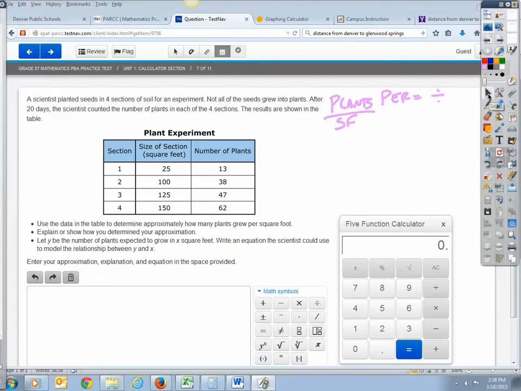So for section 1, we had 13 plants in 25 square feet. So that is 0.52 plants per square foot. And I'm going to record that.